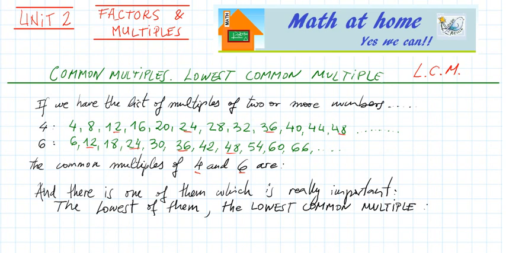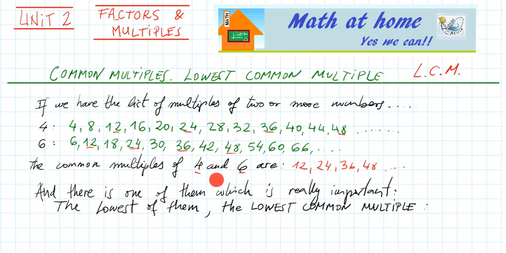So you can copy here. They are 12, 24, 36, 48, and so on. Every 12 you have a multiple. So these are the common multiples. Remember that the list doesn't finish, but there are many common multiples of 4 and 6.